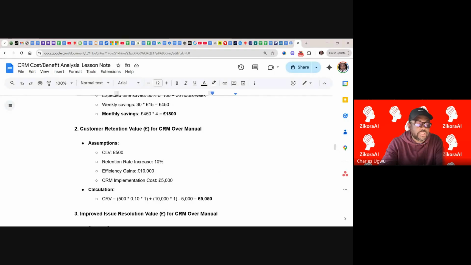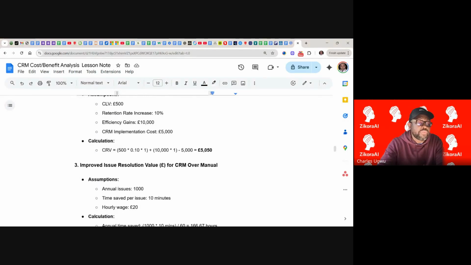So if you want to get the CRV, that is customer retention value, it is CLV, which is 500 times 10%, plus 1,000 minus 5,000, then you get 5,000.